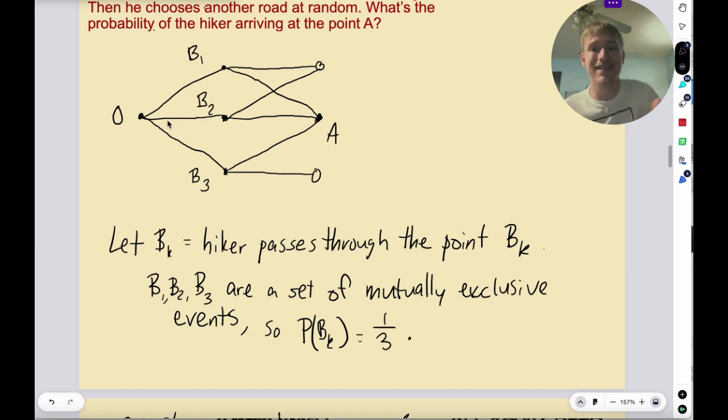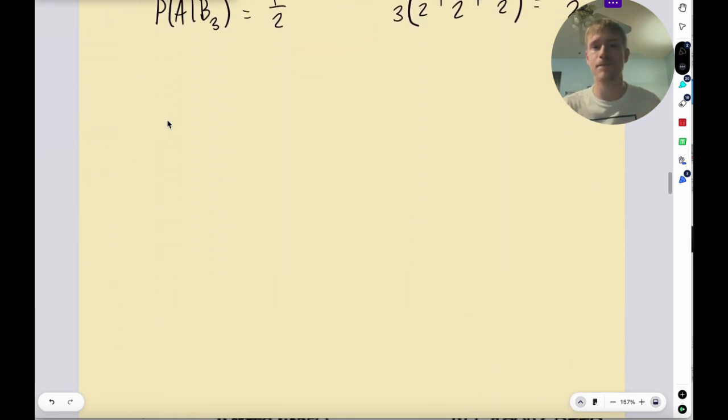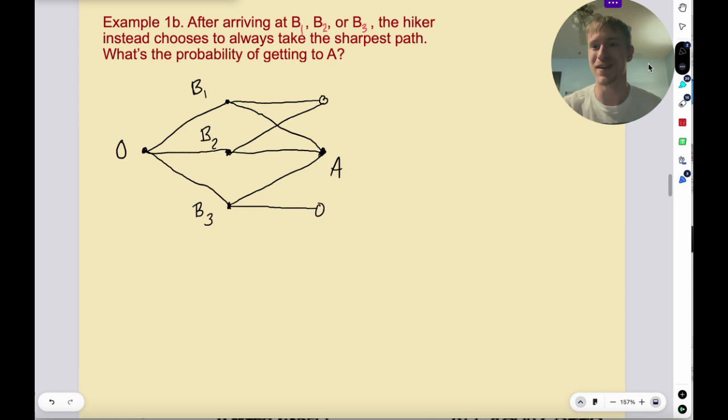And you'll find that there are 6 paths, and 3 of those paths will lead to A. Okay, so getting 1/2 is not really surprising. But now let's look at the second part to this question. I think you'll be a little surprised. Okay, so now let's look at the example.